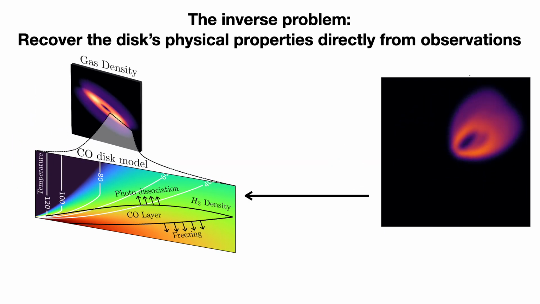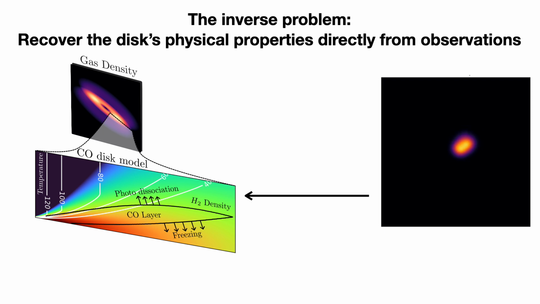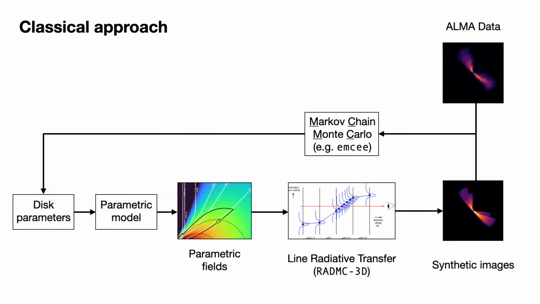We pose a new inverse problem: recover the continuous temperature, velocity, and density fields directly from the ALMA observation. The classical approach in astronomy depends on the choice of a parametric model for the disk, which is then combined with MCMC and line radiative transfer to find the parameters that best fit the data.